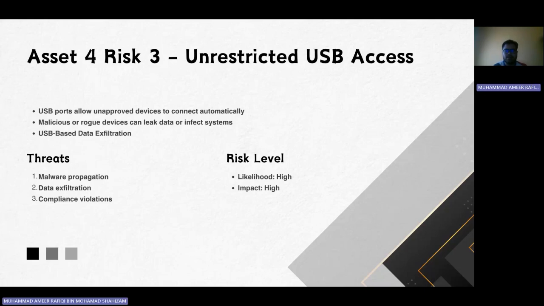Next is unrestricted USB access. The USB ports in the machine allow it to run programs and files immediately after connecting. Attackers can use this to hack the machine and leak sensitive information. It is also known as USB-based data exfiltration. The threats from this would be malware propagation, data exfiltration, and compliance violations. The risk level is high and the impact is also high.